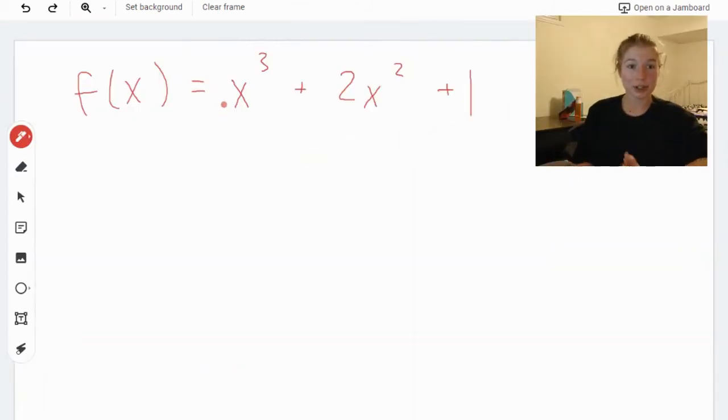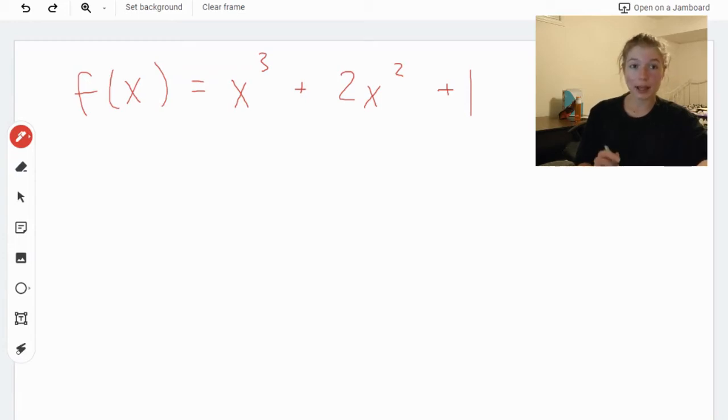Now let's try a more challenging example. f of x equals x cubed plus 2x squared plus 1. For this example, it's important to note that derivatives can be distributed. For this particular function, its derivative, f prime of x, is equal to the derivative of x cubed plus the derivative of 2x squared plus 1.